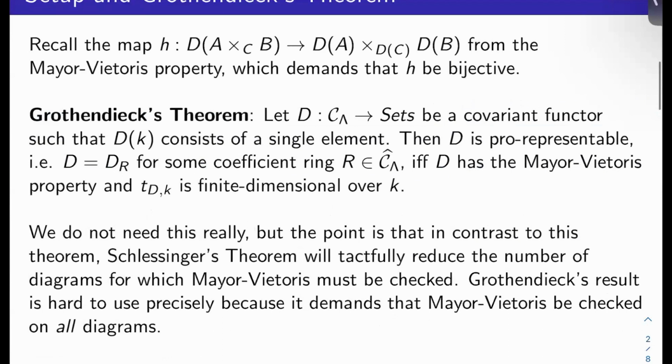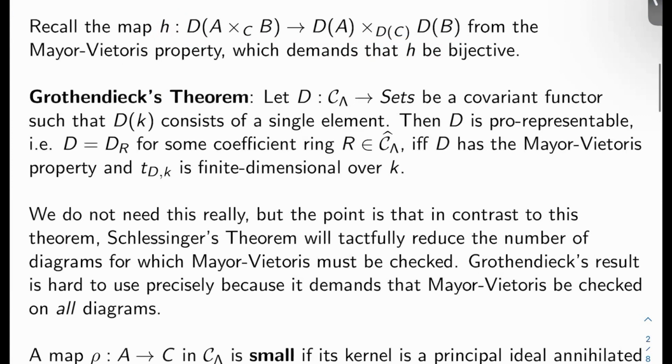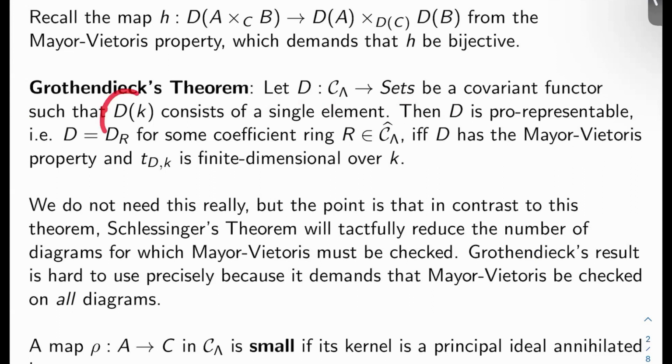Okay, so let's recall the map H from D(A×_C B) to D(A)×_{D(C)} D(B) from the Mayer-Vietoris property. That property demands that this map be bijective. Okay, so Grothendieck has this theorem. It says, let D from C_Λ to sets be a covariant functor such that D(K) consists of a single element, par for the course by now. Then D is pro-representable, so it's representable in the larger category Ĉ_Λ, i.e. D equals D_R, the functor that sends B to maps from R to B for some coefficient ring R in Ĉ_Λ, if and only if D has the Mayer-Vietoris property and the tangent space D(K[ε]) is finite dimensional over K.